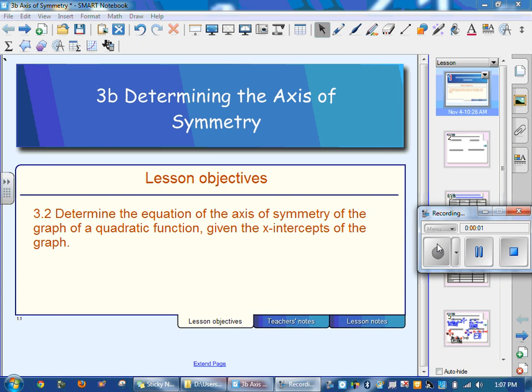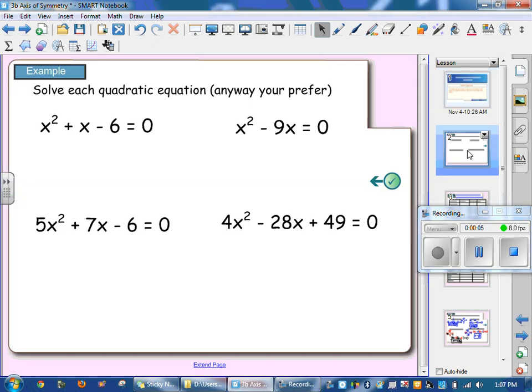3B, determining the axis of symmetry in our quadratics. Okay, we have quadratic equations. We are used to seeing them in this format. This is general form. General form is always ax squared plus bx plus c equals 0. We always find our equations in that format. Right now, every single one of those is in that format.